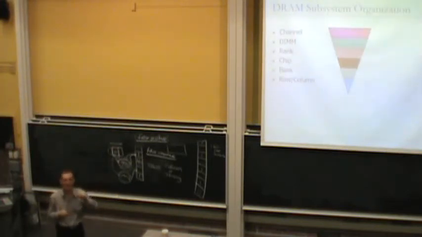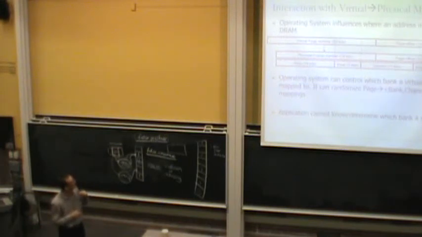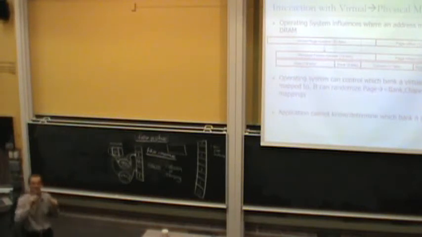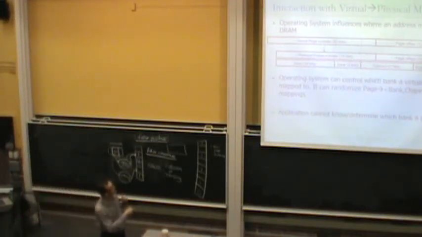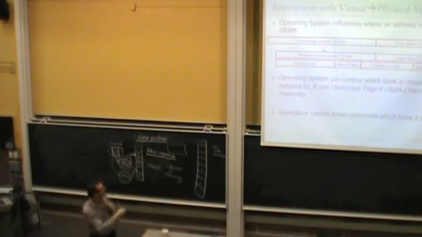You remember the DRAM organization. You remember, hopefully we've covered the address mapping, right? Where does a physical address get mapped to in the DRAM system? And we talked about this being influenced by virtual addresses, virtual to physical mapping that's determined by the operating system. And we will talk about this more today. That's why I'm flashing this.